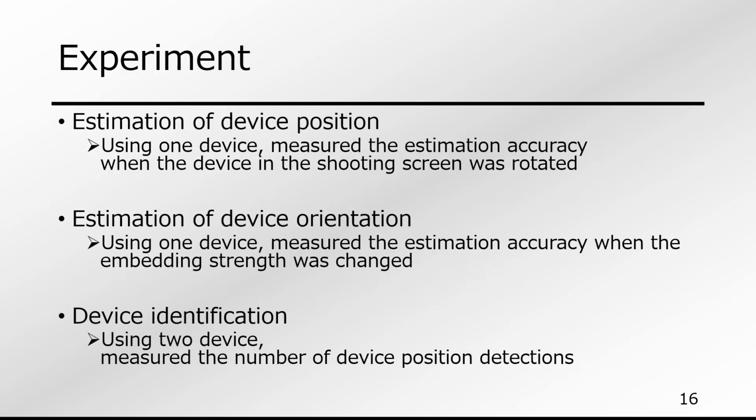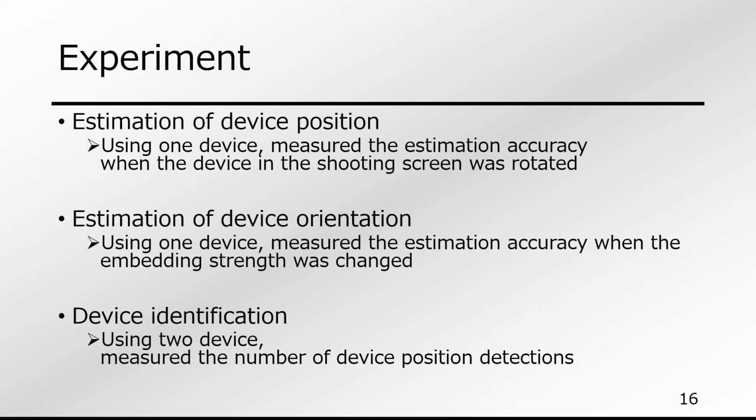In the device position estimation, we conducted an experiment using one device and measured device position accuracy. We also measured the estimation accuracy when the device in the shooting screen was rotated. In the device orientation estimation, we conducted an experiment using one device to measure device orientation estimation accuracy. The measurement was performed by changing the embedding strength delta, which is in a trade-off relationship with the estimation accuracy.